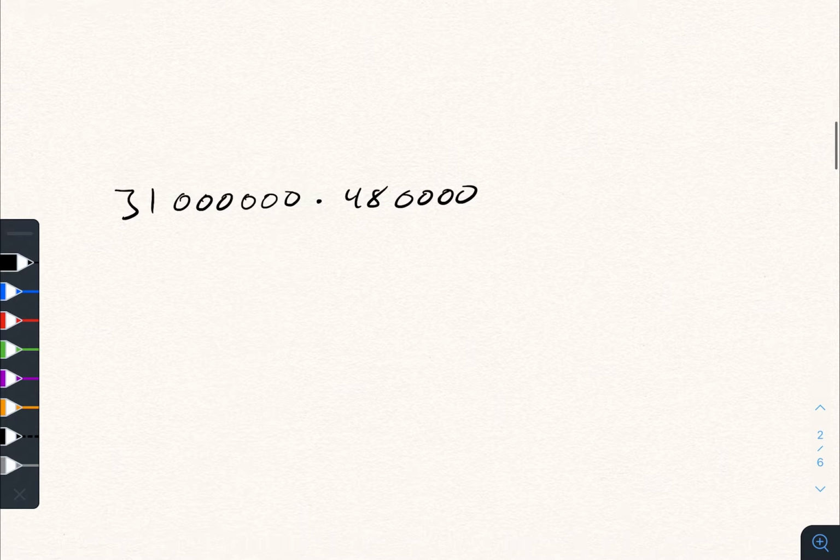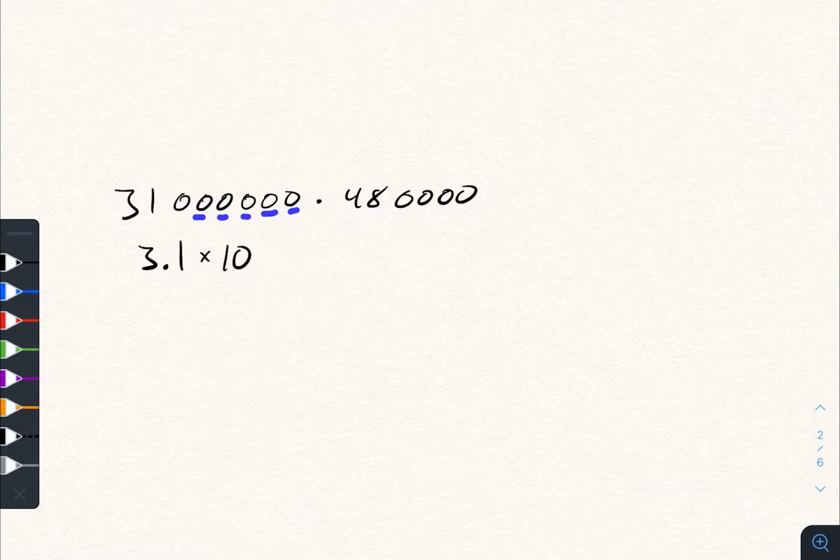All right. What about when we have excessive amounts of powers of 10 in here? This is when scientific notation comes into play. Scientific notation is when you represent a number as some number between 1 and 10 times 10 to some power. So this is 3.1 times 10 to some power. How many zeros are there? 1, 2, 3, 4, 5, 6.